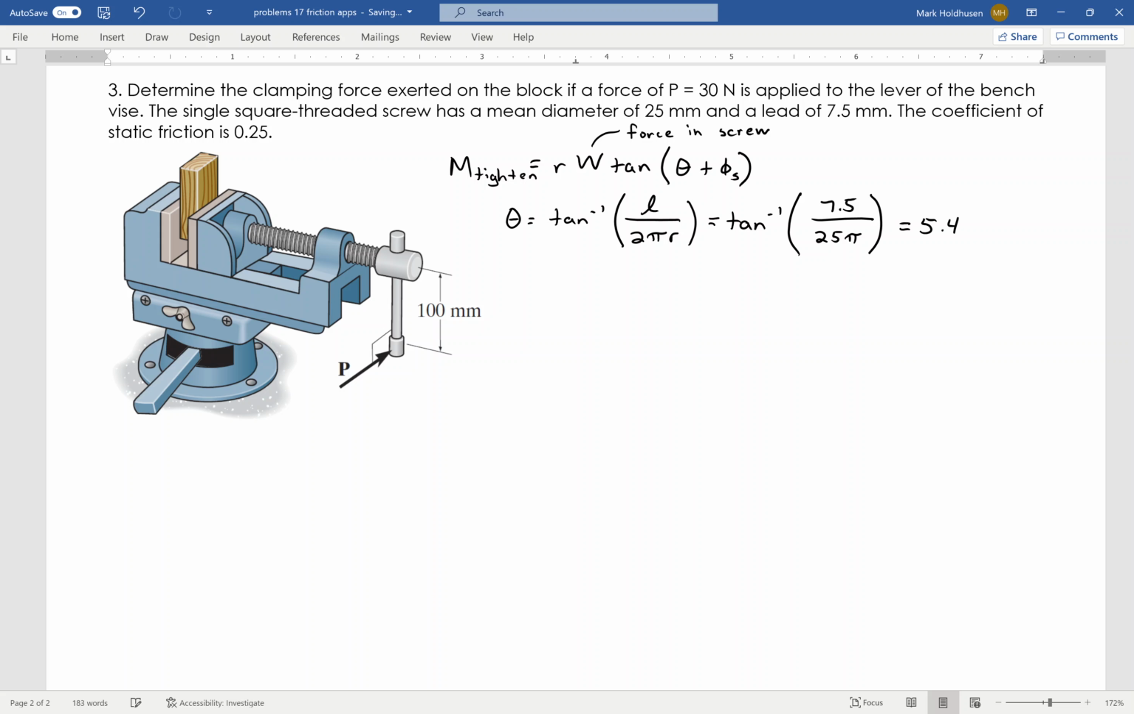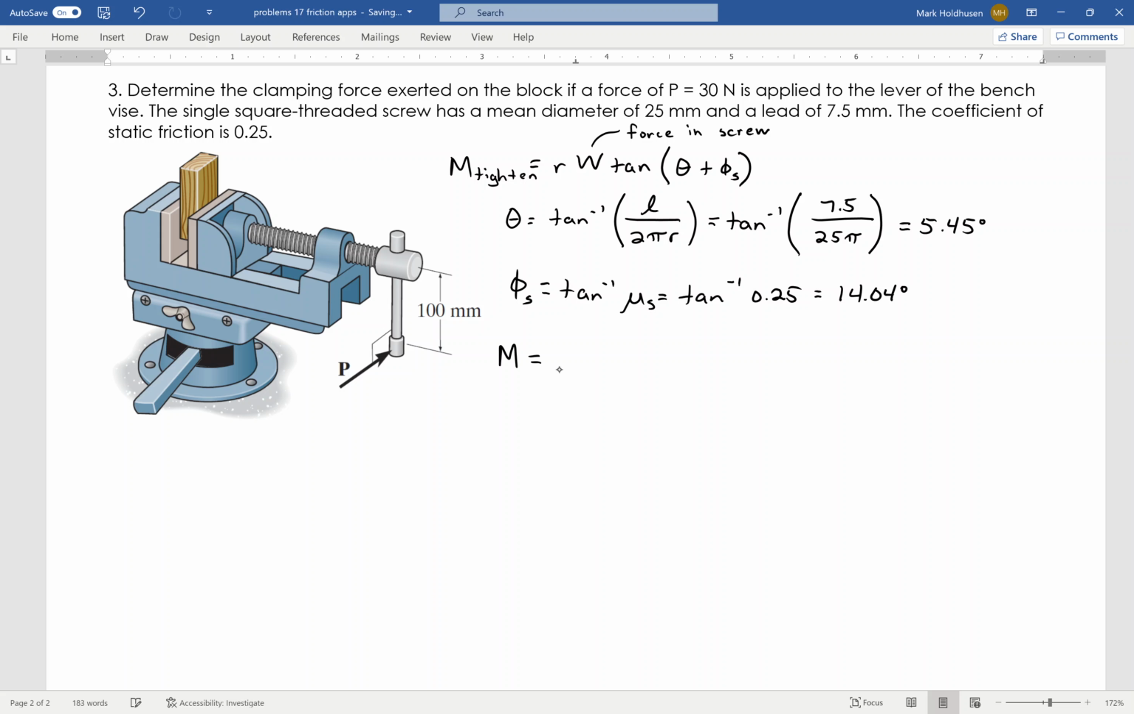So the lead angle is 5.45 degrees. The friction angle is just the inverse tangent of mu s, which for this is 0.25. Doing that inverse, I get 14.04. Because that friction angle is bigger than the lead angle, it's sticky, it's self-locking, which is good. When I let go, it'll stay stuck where it is. It won't unravel, so to speak. Call that self-locking as long as the friction angle is bigger than the lead angle, which is the case here.